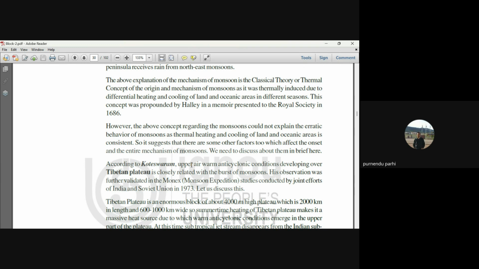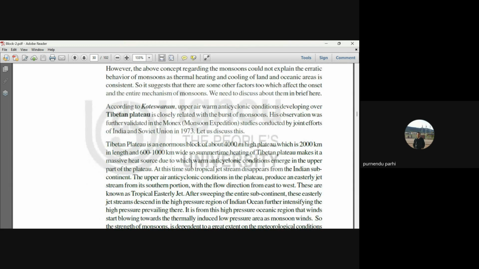The Tibet Plateau is an enormous block of about 4,000 meter high plateau which is 2,000 km in length and 600 to 1,000 km wide. So summertime heating of the Tibet Plateau makes it a massive heat source, due to which warm and anticyclonic conditions emerge in the upper part of the plateau. At this time, the subtropical jet stream disappears from the Indian subcontinent.